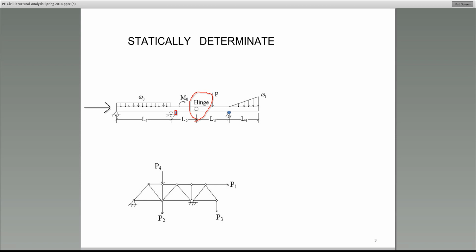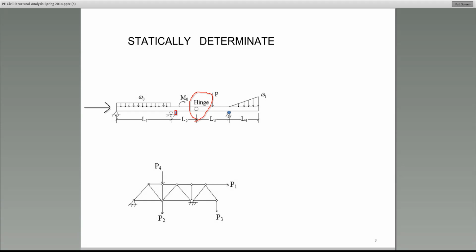Matthew is asking, what do you mean by number of equations? We're talking about the equations of equilibrium, which are three of them, Matthew. One is summation of forces in the x direction equals 0, summation of forces in the y direction equals 0, and summation of moments is equal to 0. Those are the equations, Matthew.